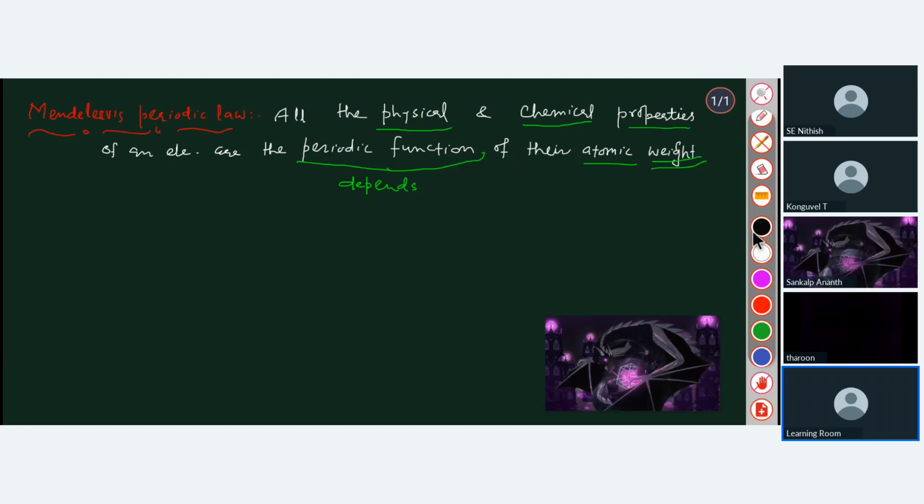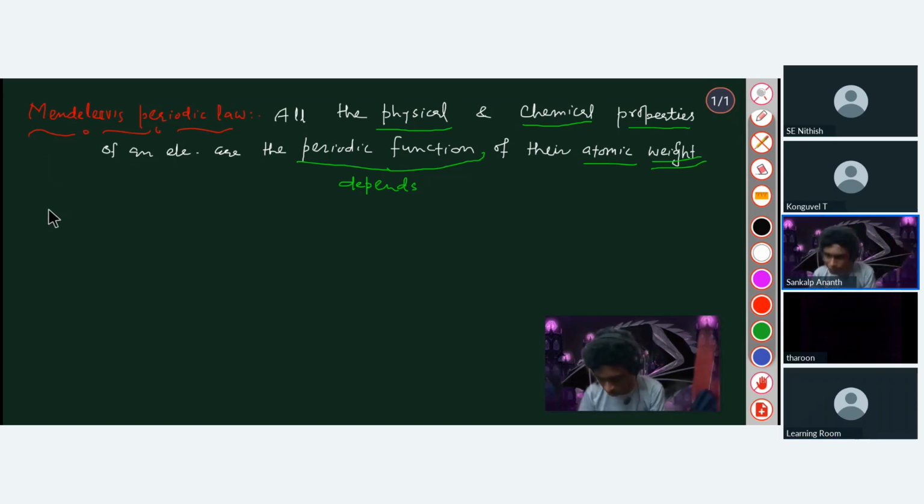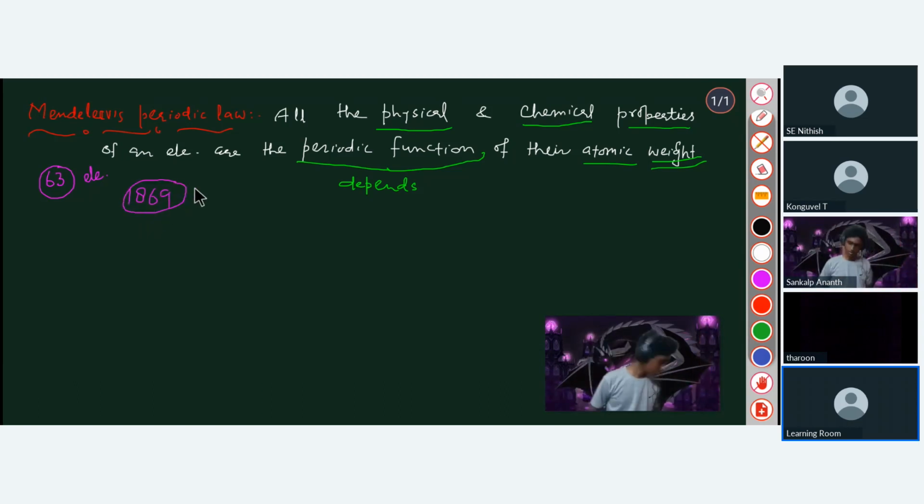So this was told by Mendeleev: all the physical and chemical properties of an element are the periodic function of their atomic weight. That means he arranged all the known elements in increasing order of atomic weight. Can you tell me how many elements were known at the time of Mendeleev? 63 elements were discovered at that time. It is the talk of 1869, when Mendeleev gave his periodic law and the periodic table. You have to remember this date and the number of elements, because it is asked in your exams.